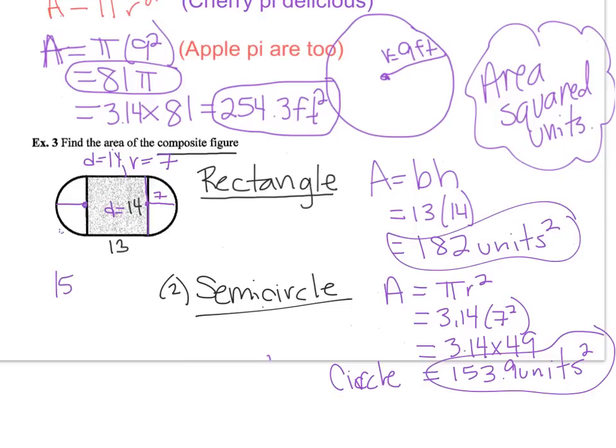Now I'm just going to add these two together to get my total area. 153.9 plus 182.0. Adding up my two shapes, the rectangle and the circles, I get my total area: 335.9 units squared, because it's area. So with composite figures, we're just breaking them up into common shapes that we see.